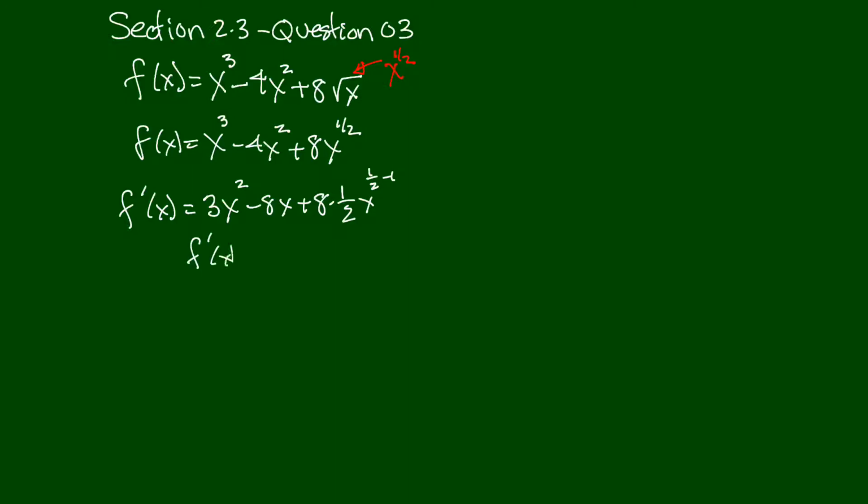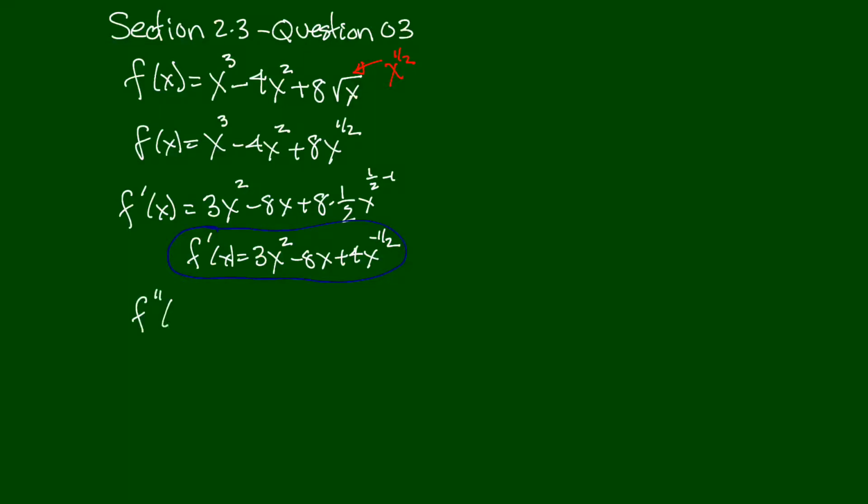So let's take care of this. So f prime of x is 3x squared minus 8x. 2 will go into 8 4 times, so we'll get plus 4x to the, now 1/2 minus 1 is 1/2 minus 2/2, which is negative 1/2. So we have our first derivative here, and now let's go to the second derivative.